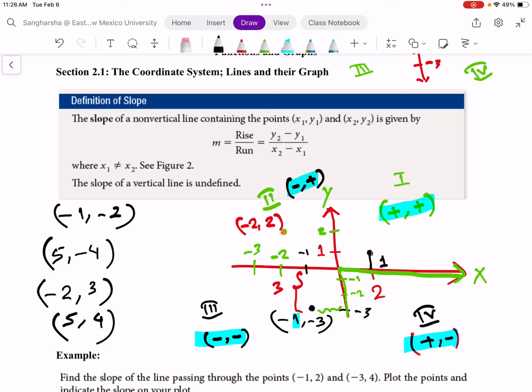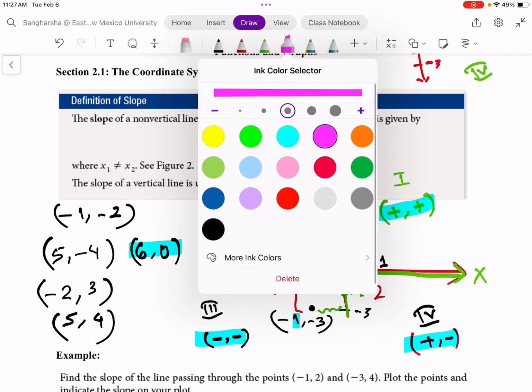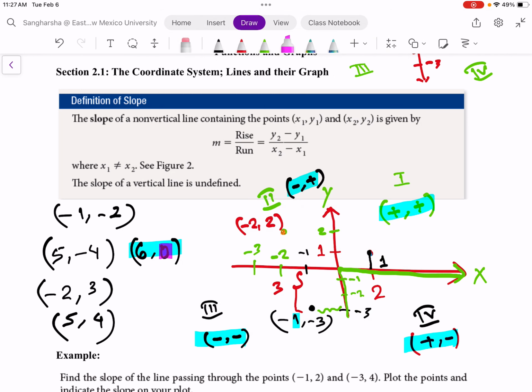Okay. Now what about 6, 0? In which quadrant do we find this point 6, 0? Where do we find a point 6, 0? Okay, it will be on the x-axis. How do you know that? Okay, so here for this point, our y coordinate is 0. And if you have a point with y coordinate 0, then those points are on the x-axis.